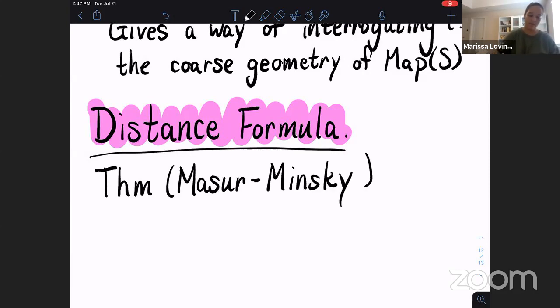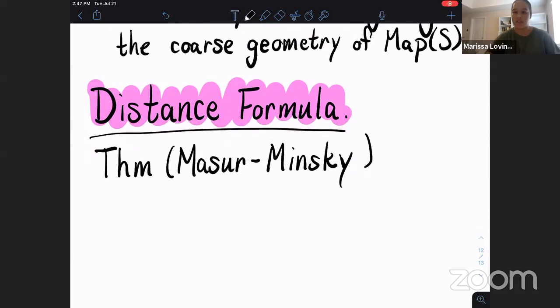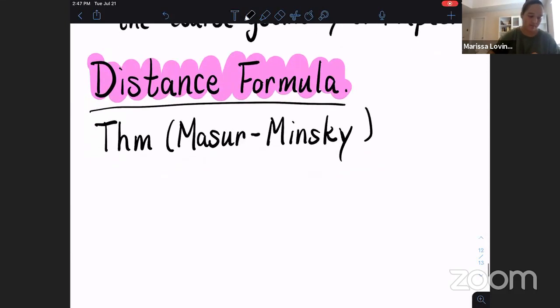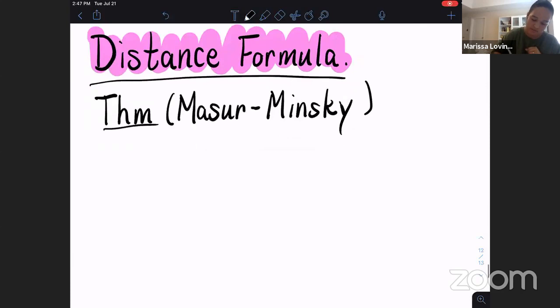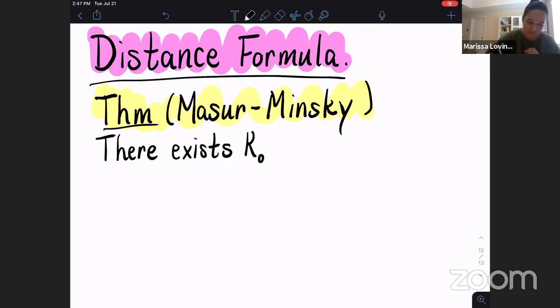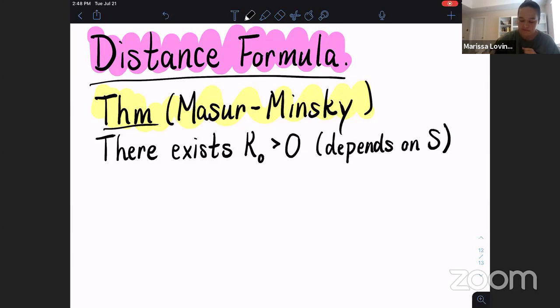I think this is the most technical statement I've made throughout, but the takeaway is clear. I want to write down carefully what it says. Okay, so, theorem. We start off with a bunch of quantifiers. There exists a k naught greater than 0. This depends on our surface, on the surface topology.